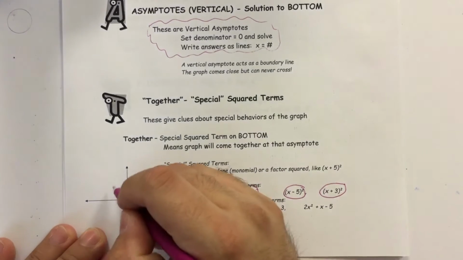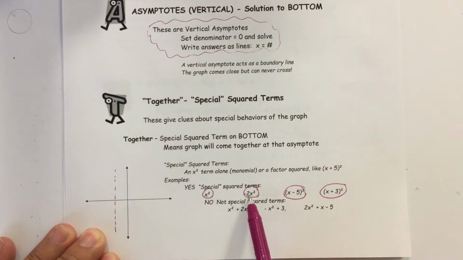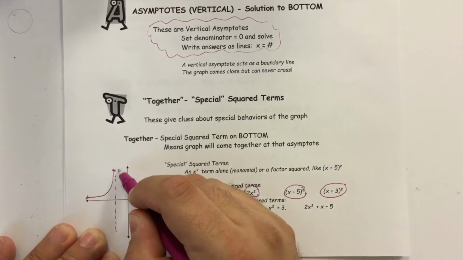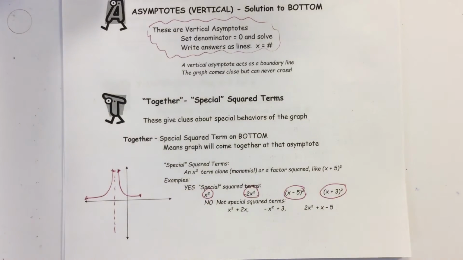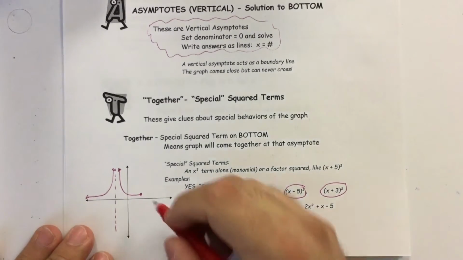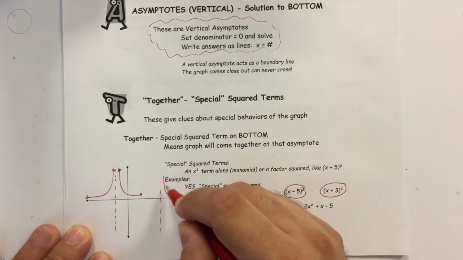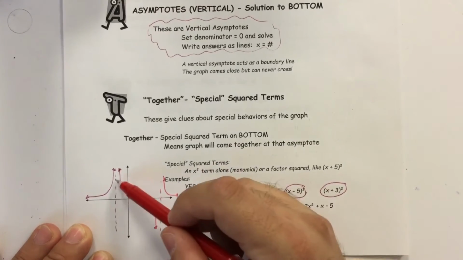So what does that mean? Here's an example. Here's my vertical asymptote. If they're squared on the bottom, they hug that asymptote. From both sides, they're squishing together, and it looks like they're hugging it. If it's not squared on the bottom, then they're not hugging it. Let's say this is your graph, here's your asymptote. One side would go this way, and the other would go away. So they're not hugging the asymptote together. Like this one, they're hugging it.